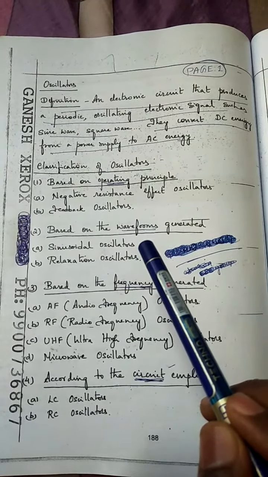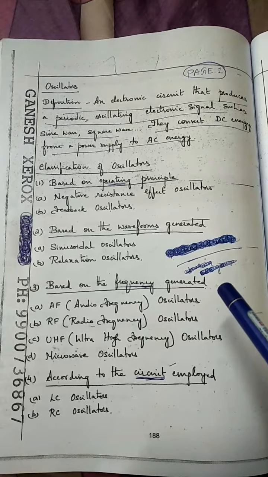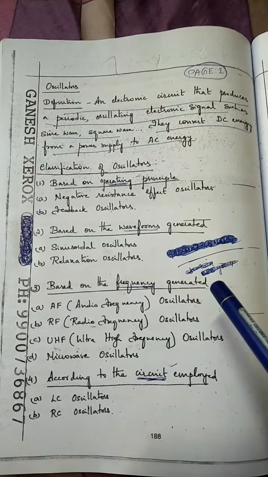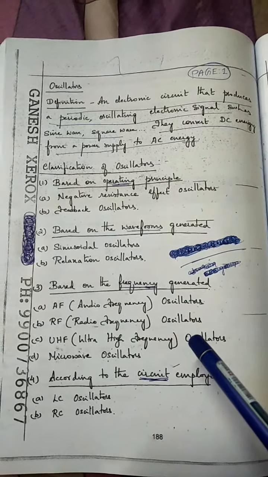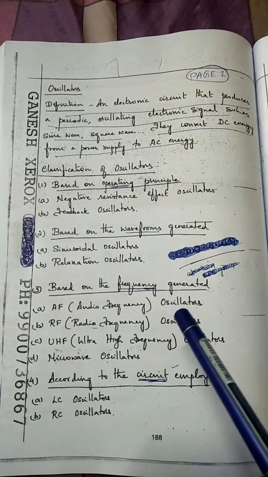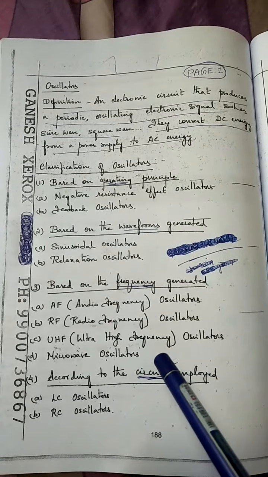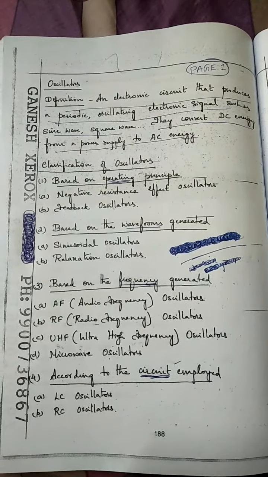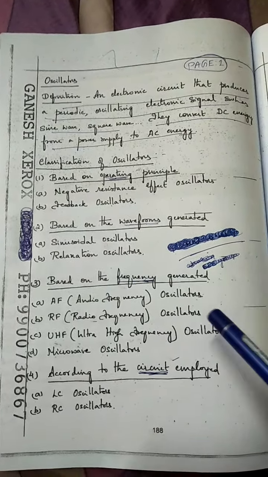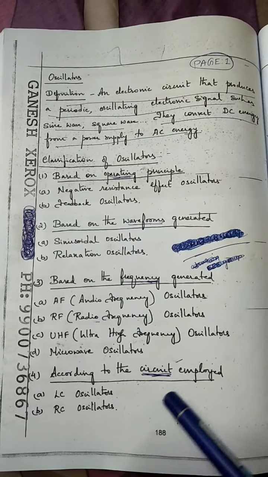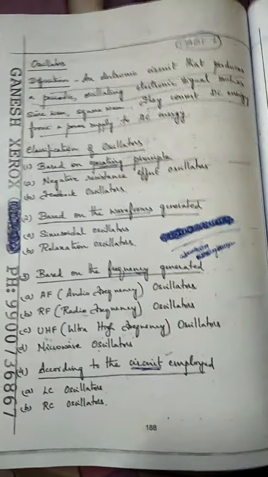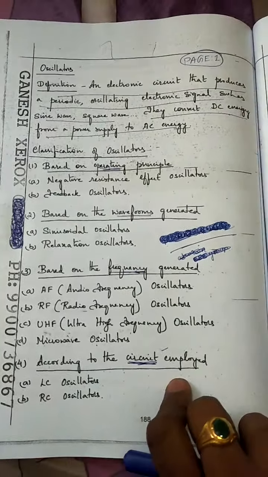Based on frequency, in terms of hertz, kilohertz, megahertz, gigahertz, the oscillators are classified into four types. Mainly, they are audio frequency oscillators, radio frequency oscillators, ultra high frequency oscillators, and microwave oscillators. Then, depending on the circuit employed, the oscillators are classified into two types: LC oscillators and RC oscillators. Now we are going to study RC oscillators.